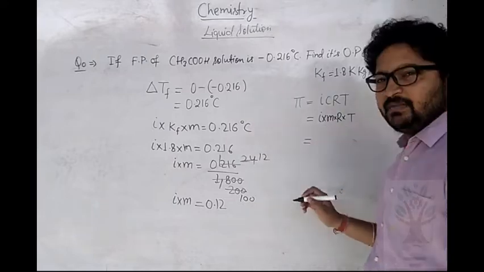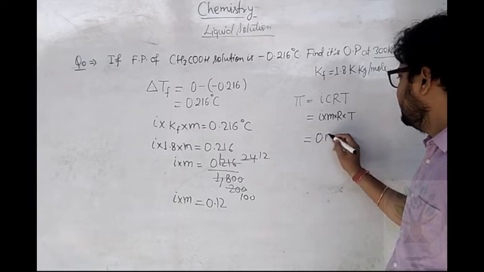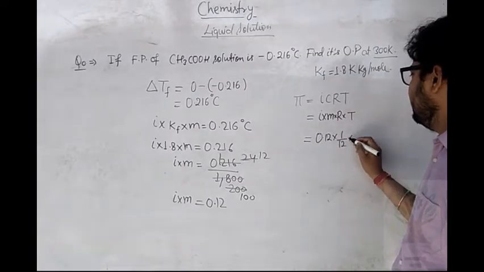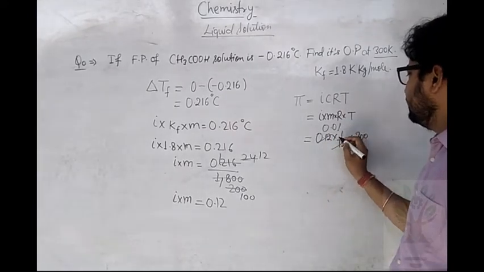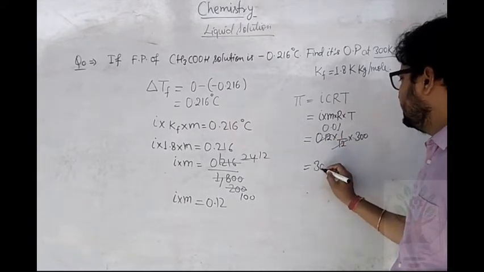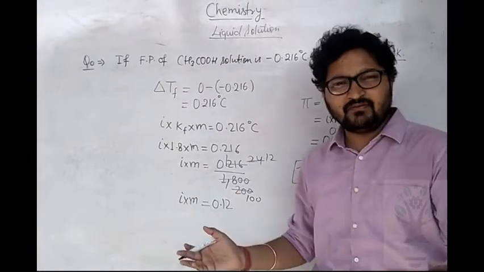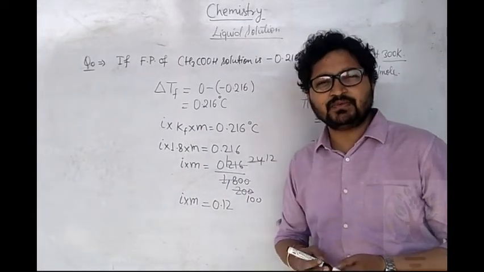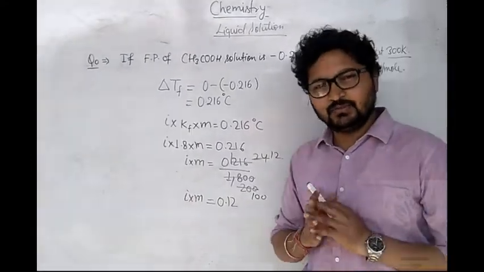Now what will be i into m? Let's see. i is 1. i into m is 0.12. What is R? R is 1 by 12. What is T? T is 300. So if you solve it, you will get 0.01. Multiply by 300, you will get 3.0. So this is the value of pi. I don't require the value of i separately. I don't require the value of m separately. I need their multiplication. Is this clear? Good. Let's move forward.